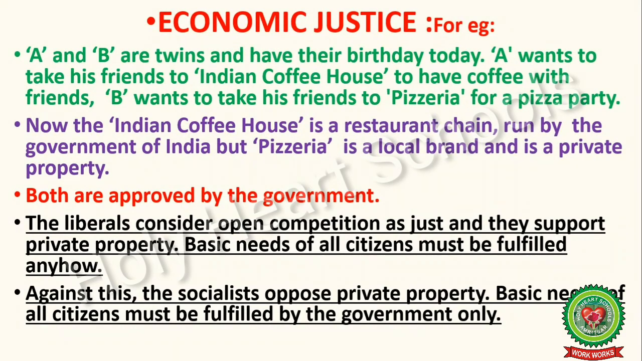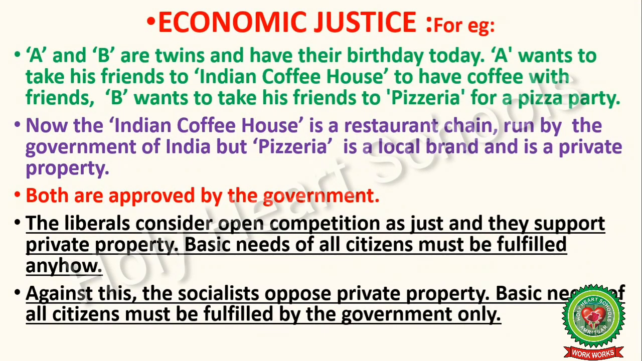Now, the Indian Coffee House is a restaurant chain run by the Government of India. But the pizzeria is a local brand and is private property. So you see, their ownership is different. Indian Coffee House is government ownership and the pizzeria is private ownership. Now both are approved by the government, so it comes under the liberals. So liberals consider open competition as just and they support private property. Basic needs of all citizens must be fulfilled anyhow. So this is the liberals' opinion.